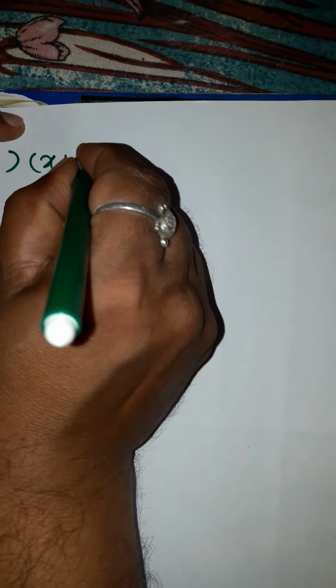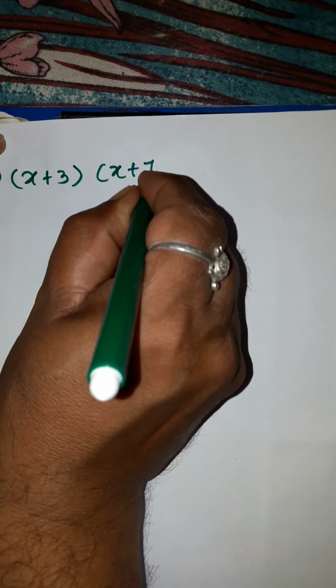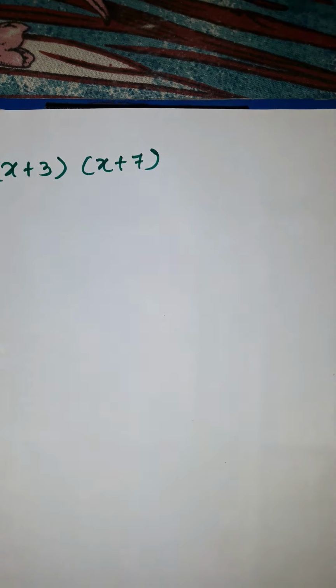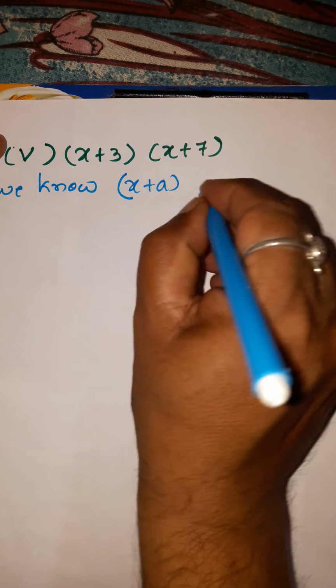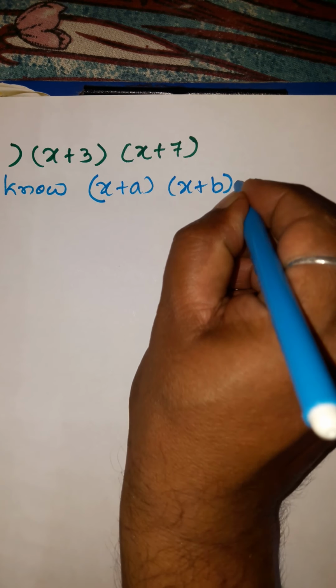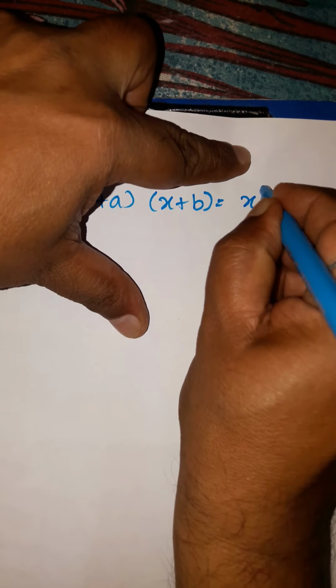Now fifth one. x plus 3 into x plus 7. So we know the identity, that identity we have learned, that is the fourth very important identity. That is x plus a into x plus b is equal to x square plus a plus b into x plus ab.